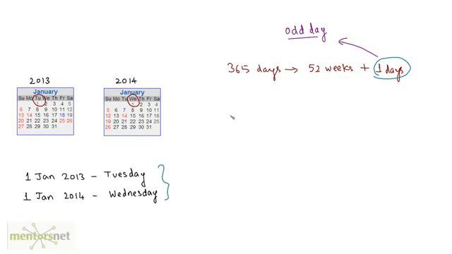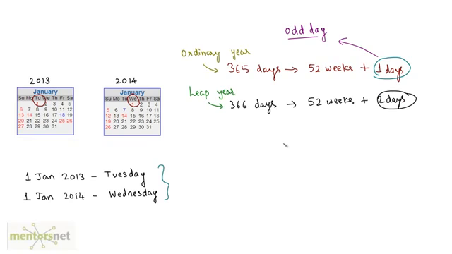Now let us calculate how many odd days are there in a leap year. In a leap year there are 366 days, isn't it? And 366 days can be written as 52 weeks plus 2 days. Hence, there are 2 odd days in a leap year. So for an ordinary year, there is one odd day, and for a leap year, there are 2 odd days.